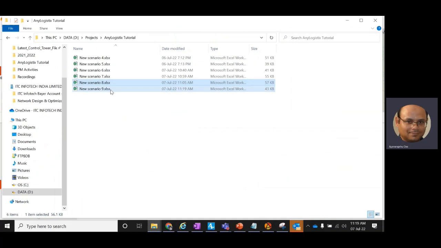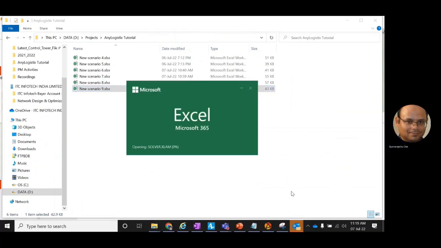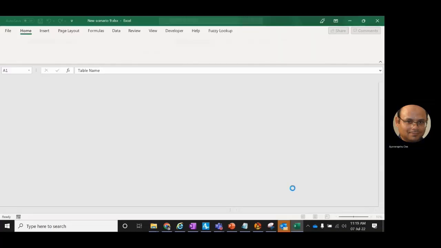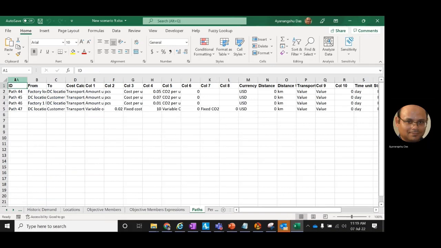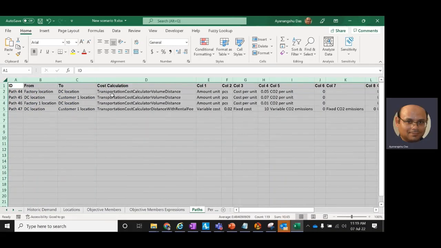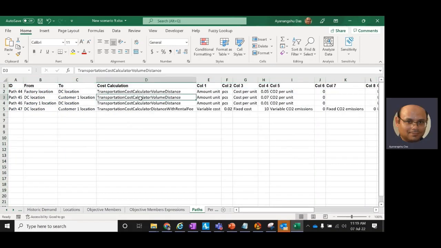We can open this and we can go to the paths table to see how it is looking. What happened essentially is that we have defined two types of transportation. One is with the product and volume distance, and one is the volume, the distance with a fixed cost. The columns are a bit different.